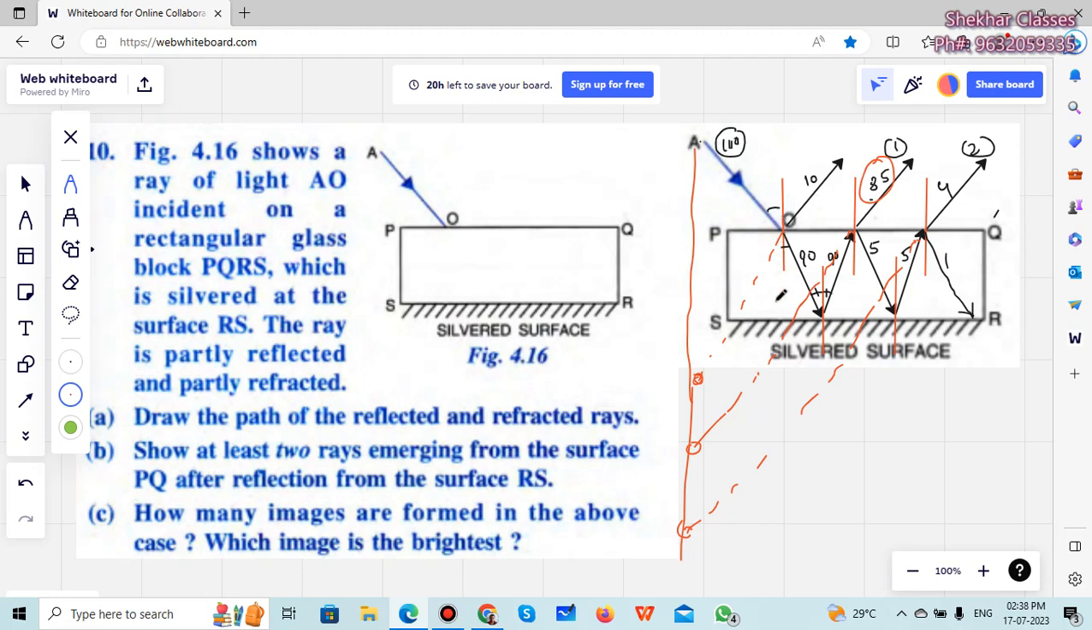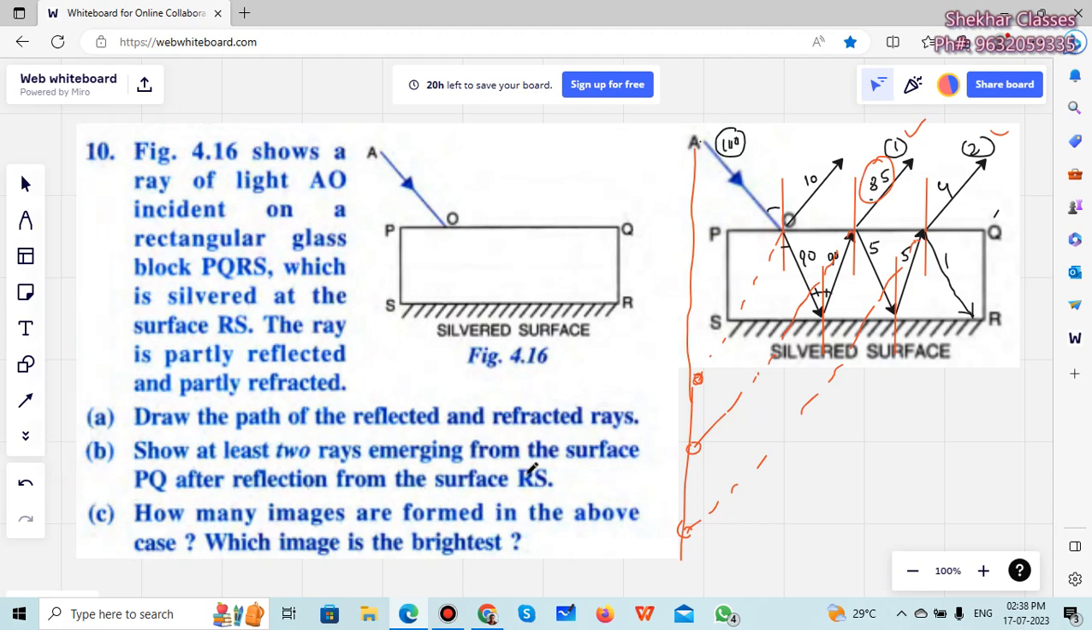This ray has not entered the glass and the mirror, surface SR. It is reflecting from here, but this ray is reflecting from the surface and then refracting. So these are the 2 rays, which is the answer for the question B1.